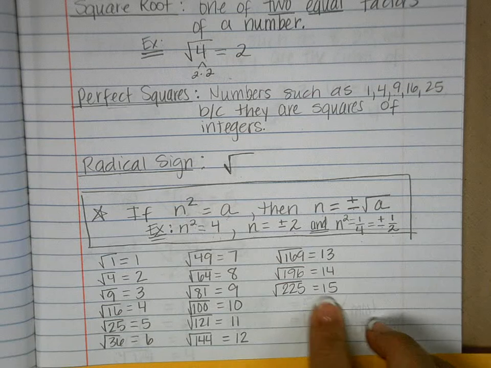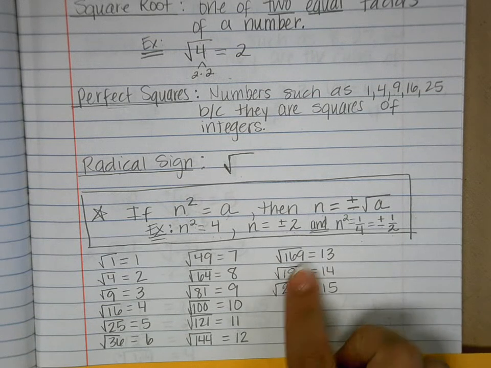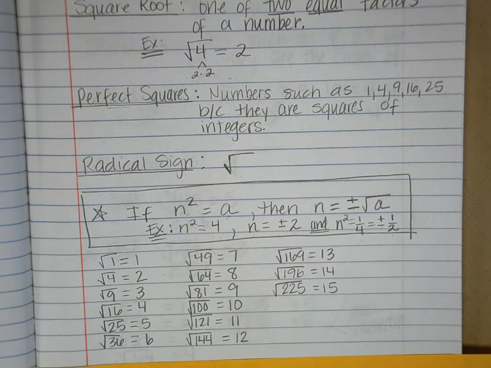13 and 14 are easy because you just switch. This is 169, this is 196. So you switch the last 2 digits.